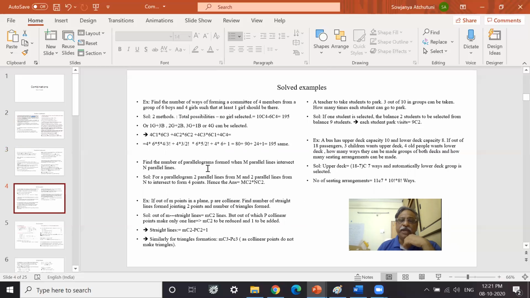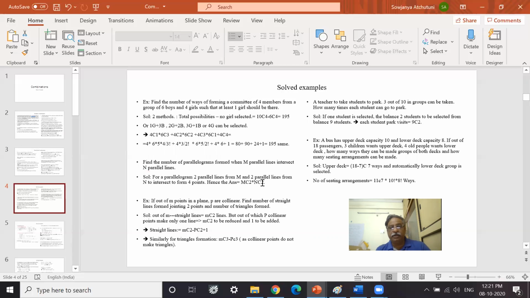Let us say, how many parallelograms can be formed when M parallel lines intersect N parallel lines? So for a parallelogram, how many lines are to intersect? 2 parallel lines from M and 2 parallel lines from N. If they intersect, we'll get 4 points. 4 points become one parallelogram. So I have to select 2 parallel lines from M parallel lines, MC2 ways. I have to select 2 parallel lines from N parallel lines, NC2 ways. So MC2 into NC2 parallelograms can be formed.